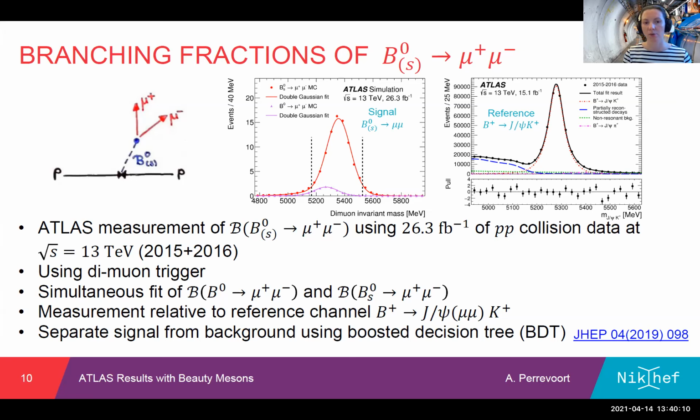The measurement is performed relative to a reference channel, that is B to J psi K, again J psi going to 2 muons. The invariant mass distribution of this is shown in the right-hand plot. It is a very abundant and very well measured and well understood channel. So it's very suited as a reference channel. A key ingredient to this analysis and to its precision is the use of a boosted decision tree to separate the signal from the backgrounds.